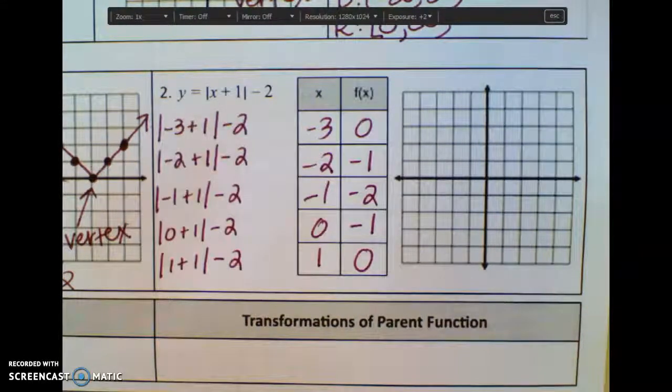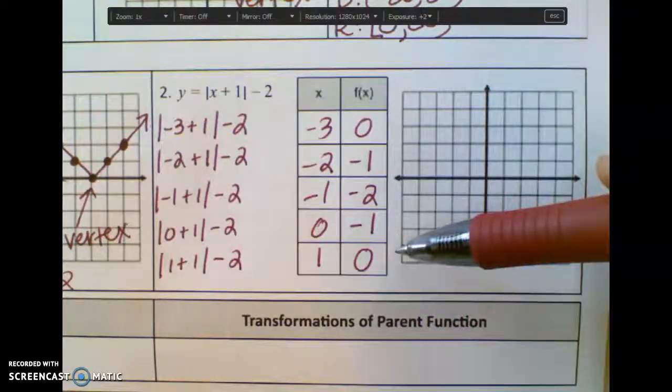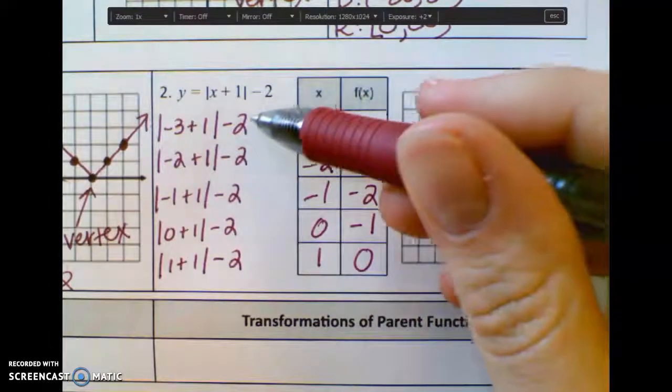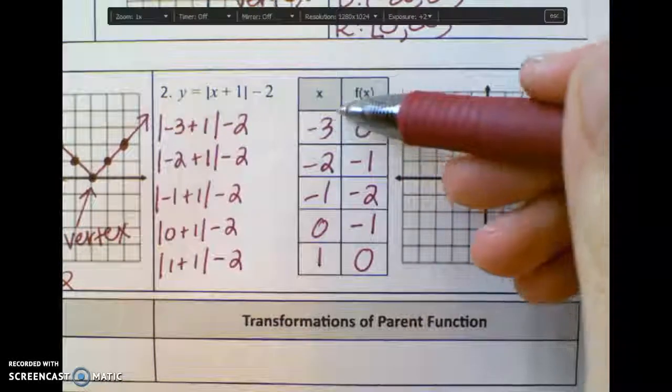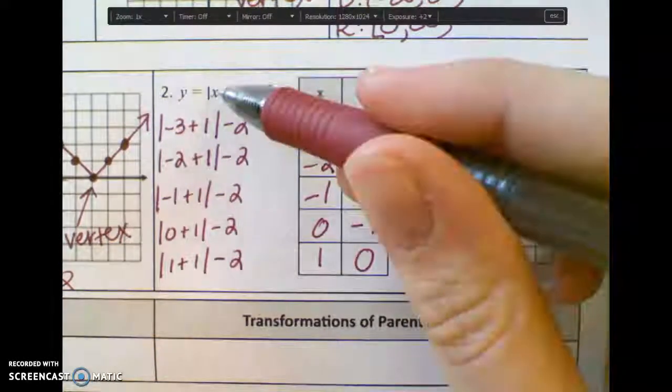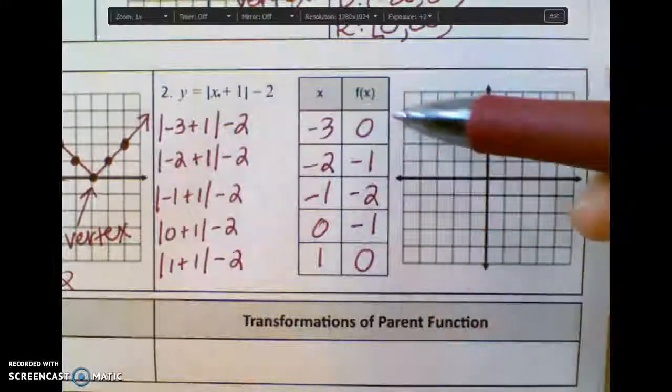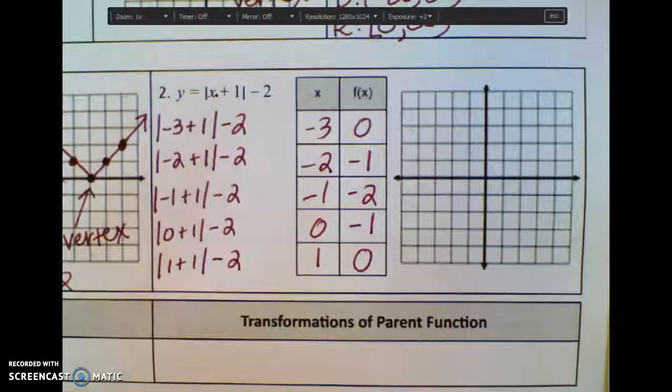Okay, now that you've found the y values, let's check them with mine. I have my y values filled in and I showed you how I got them. Just as a reminder, we took our x's, plugged them in for x, and then solved to get our y values. So let's go ahead and graph it.